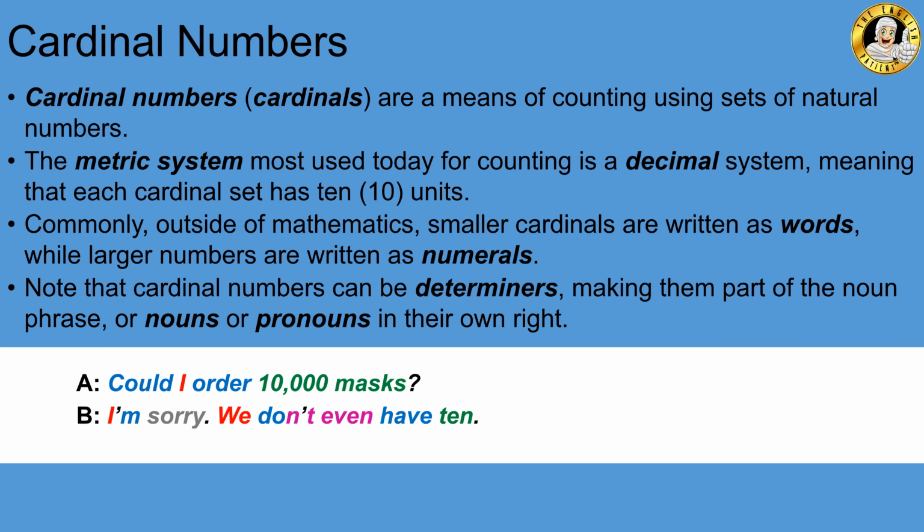So let's take a look at an example here. So person A says, could I order 10,000 masks? Now notice 10,000 is written as a numeral because it's a larger number. So this is the common practice here with larger numbers. In this case, 10,000 is acting as a determiner for the masks, telling you the quantity of masks. And then person B replies, I'm sorry, we don't even have 10. So in this case, 10 is a pronoun for the masks, meaning 10 masks. It's a smaller number. So now we are going to write that number as a word.